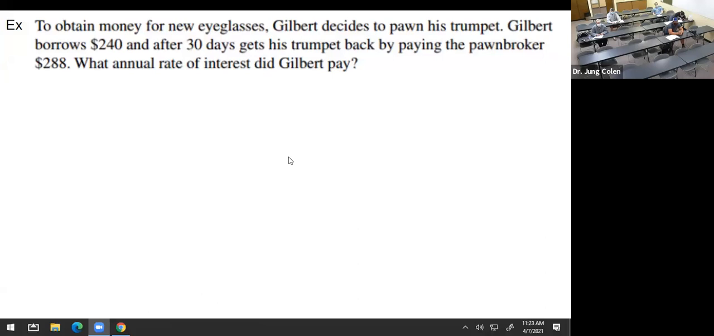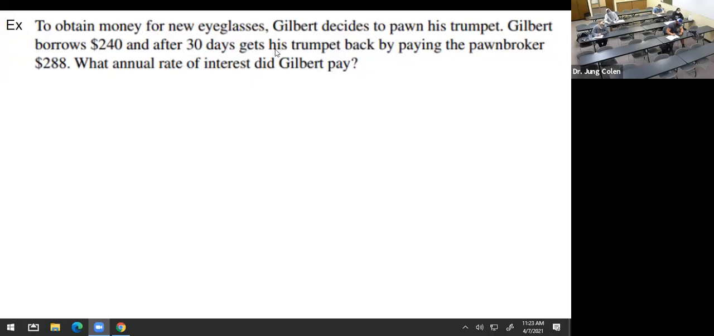To obtain money for new eyeglasses, Gilbert decides to pawn his trumpet. Ooh, I don't think pawning is a good idea. Gilbert borrows $240 and after 30 days, so just 1 month out of 12 months, or 30 days out of how many days? 360 days, you're going to get the same answer. So that's the time, okay? And $240 should be your principal, how much you're borrowing. Okay, so we already got 2 pieces of information there.